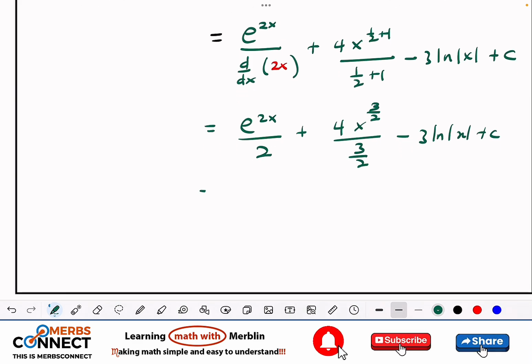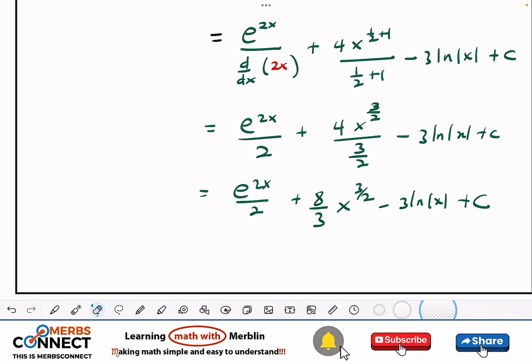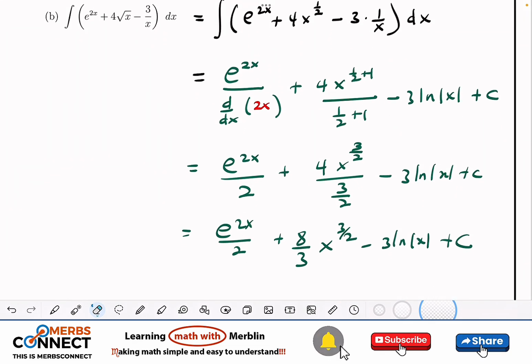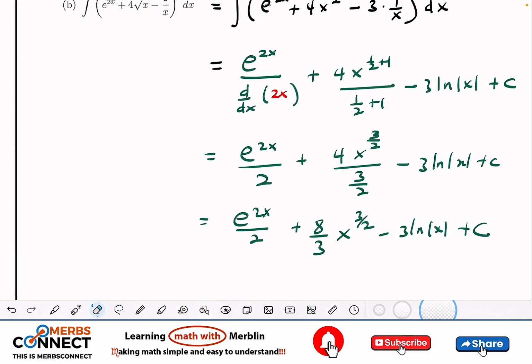Final simplification before we go. This one is like 4 divided by 3 on 2. So 4 times 2 on 3, and this is 8 on 3. So I'm going to have e2x over 2 plus 8 on 3, x to the 3 on 2, minus 3 ln of x plus c. Wow. So this is what I'm going to get for this particular function that we have here, which is very nice for us to just look at what we are doing.